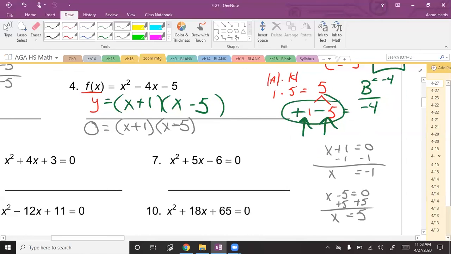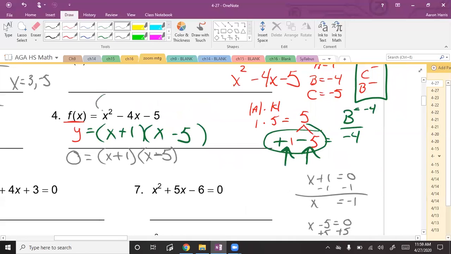So my answer: negative 1 comma 0, because we just said y is equal to 0. And then positive 5 comma 0. Notice these 2 points are where the parabola would cross the what? X axis. And that's called finding the zeros. So y has to be 0 when finding the zeros.